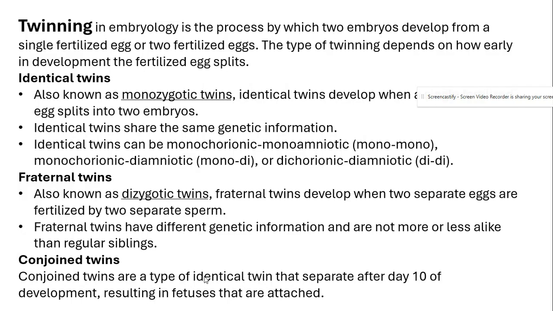Conjoined twins. Conjoined twins are a type of identical twin that separate after day 10 of development, resulting in fetuses that are attached to each other. Right? You've heard stories, you watch YouTube videos of conjoined twins. Okay.